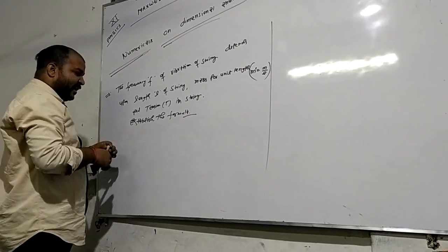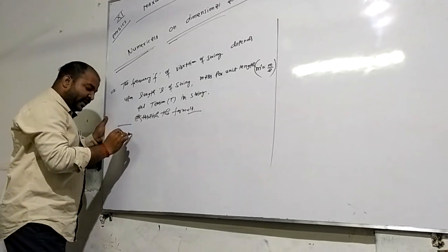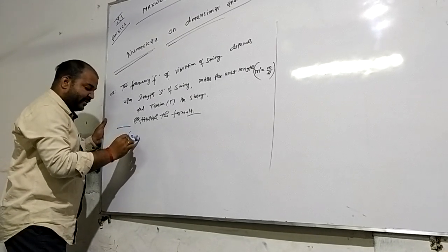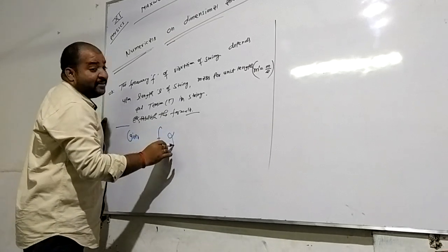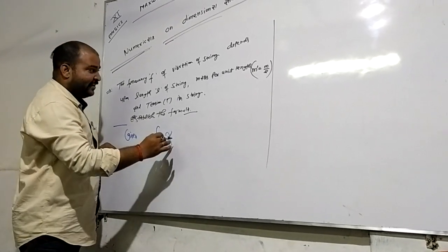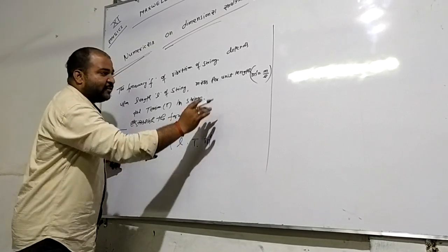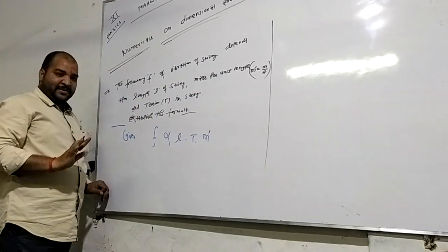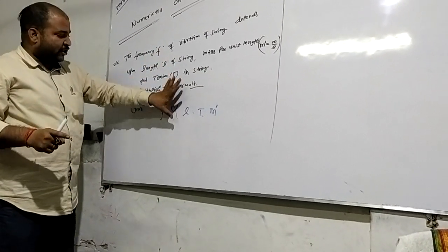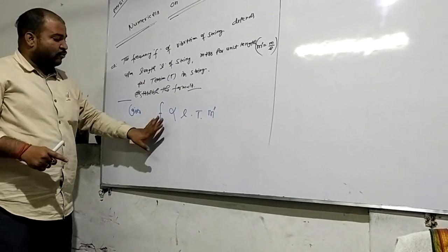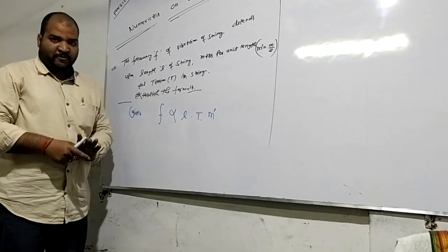As we have discussed in the earlier class, to solve such a question, firstly write the given condition. What is given? It is given that the physical quantity frequency depends on the factors length, tension and mass per unit length, denoted by m dash. This is a simple thing. Firstly, write down the given condition, which is f proportional to length, tension and mass per unit length.